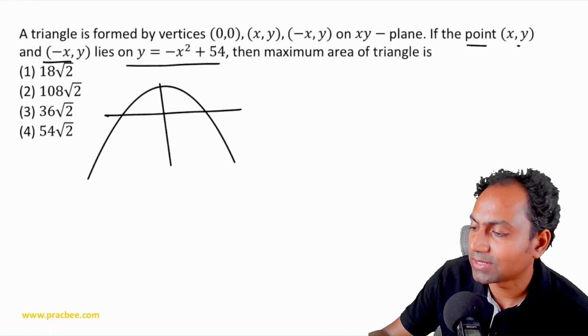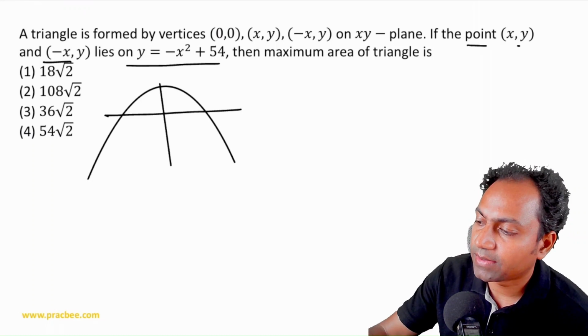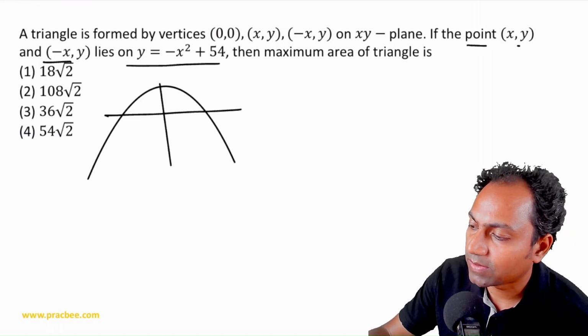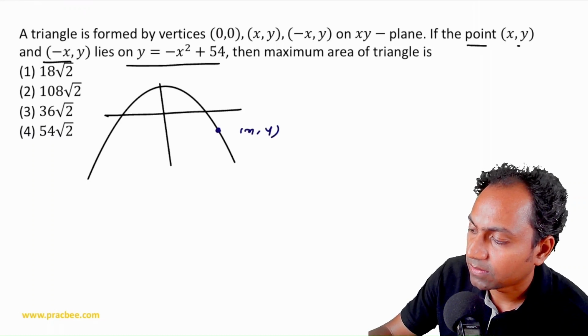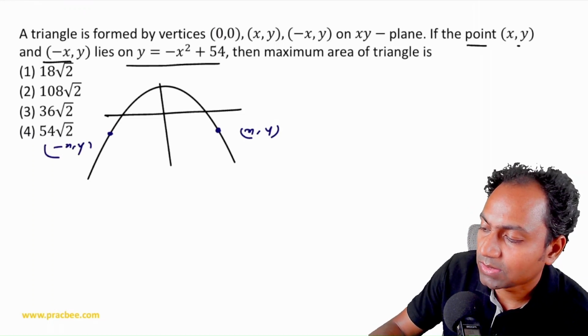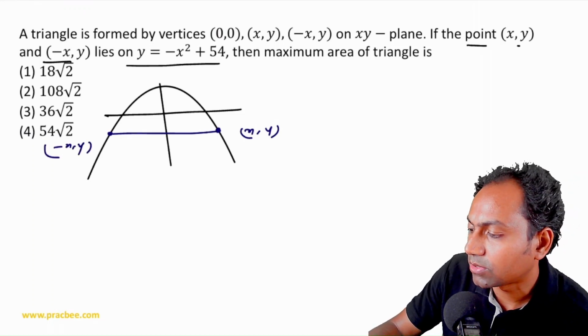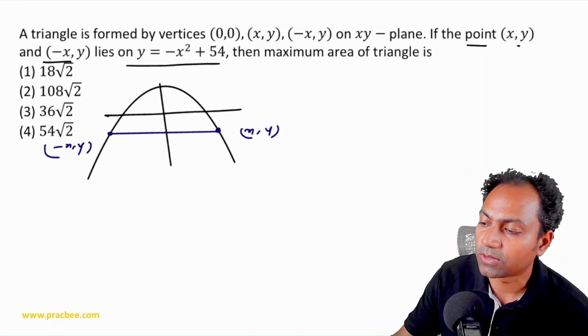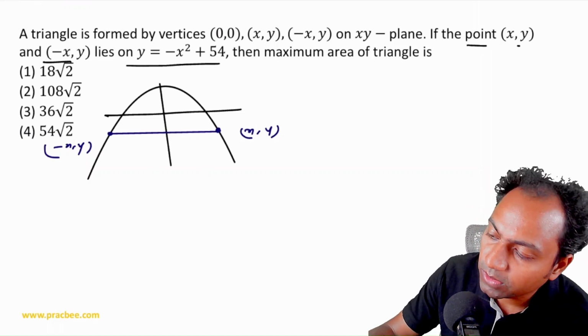Okay, so now what they're saying is, on this symmetric curve, there are 2 points. One is x comma y. So I'm taking x comma y here. If I take my x comma y here, minus x comma y will go here. You can see that they are forming a horizontal line. This observation is very important. Another important point is nothing but 0.